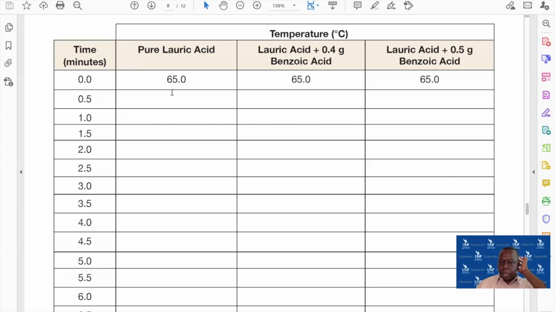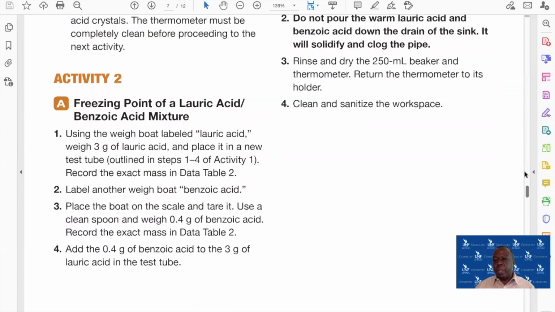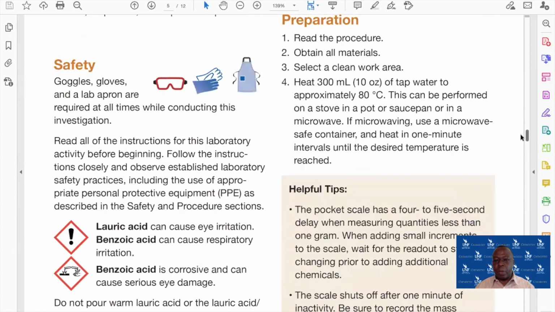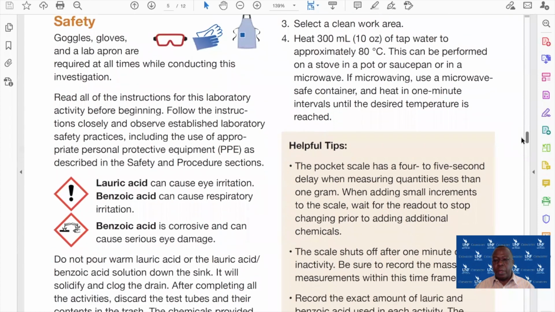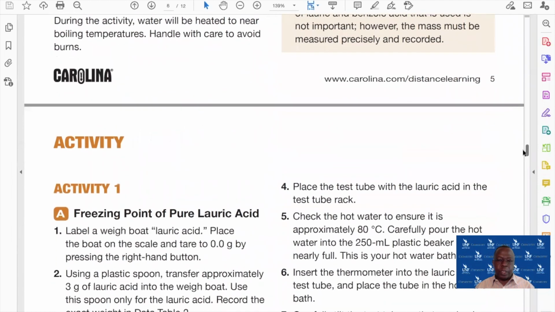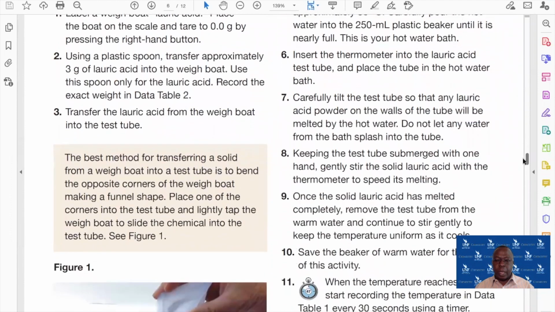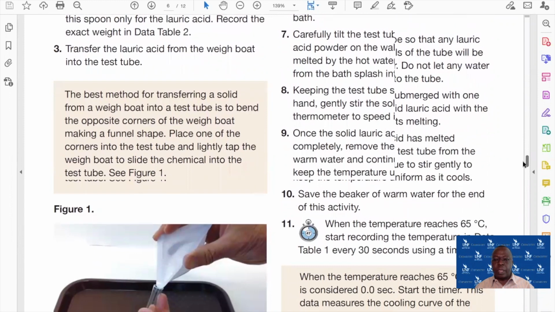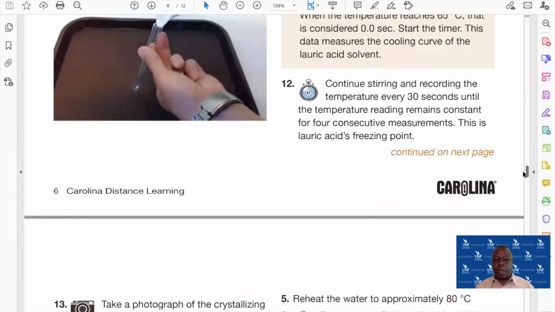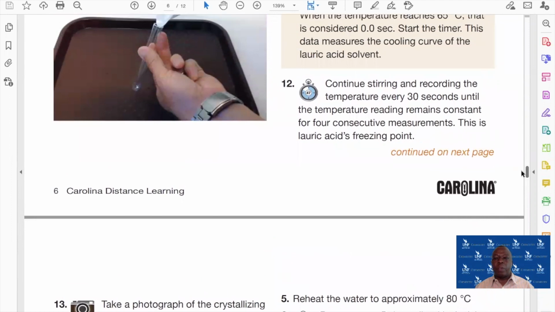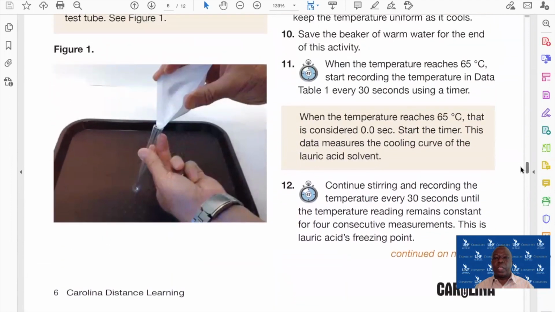You can use minutes. How you will determine the freezing point for both solvent and solution is when the temperature is constant, like 4 readings. This is what I wanted to bring. How you will know that you have reached the freezing point is when you have collected at least 4 readings which are no longer changing. That is the freezing point of your pure solvent. You do the same thing for what?